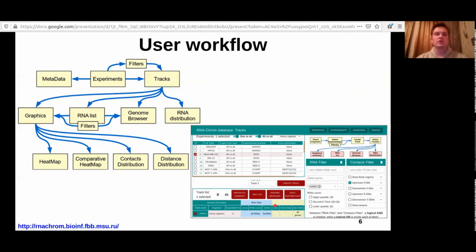The main object of this resource is contacts tracks. Therefore, after creating them, the user can perform one of the possible analyses with them. Plot a graphical summary. Get an RNA list with all RNAs and the number of their contacts with chromatin. Send the RNA-chromatin contacts profile to a genome browser. Get a table with the description of RNAs by their types, which were detected in the created track. Download the track for own analysis.